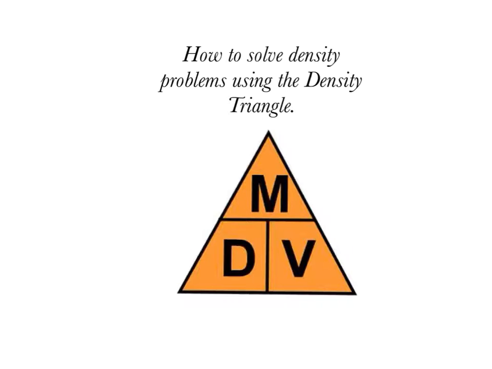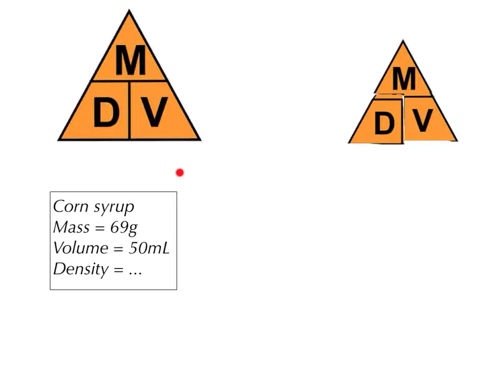How to solve density problems using the density triangle. Here we have the density triangle. M represents mass, D represents density, and V represents volume. This horizontal line right here is represented by division. This vertical line right here is represented by multiplication.